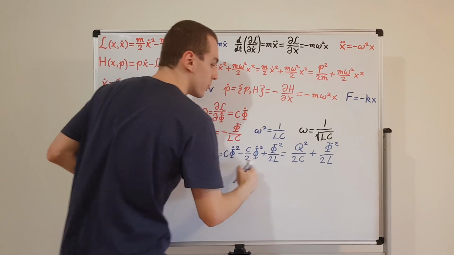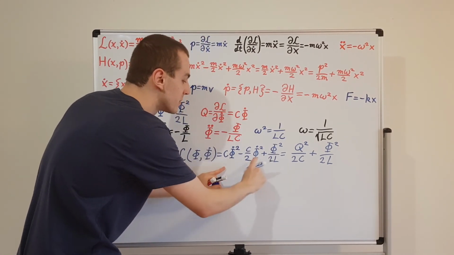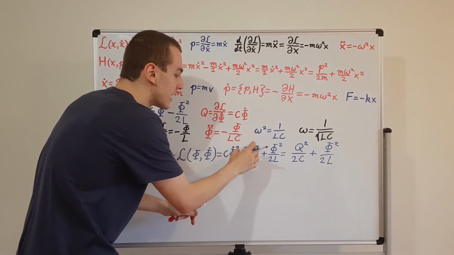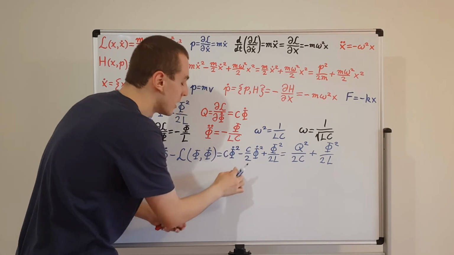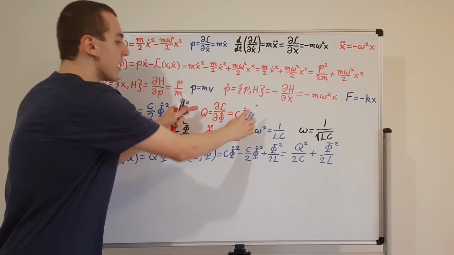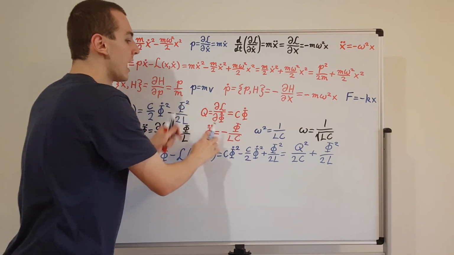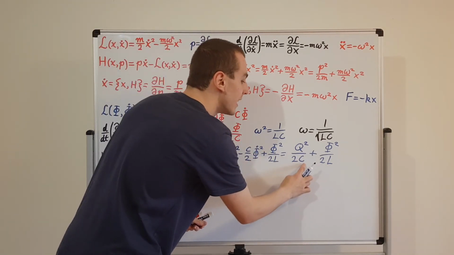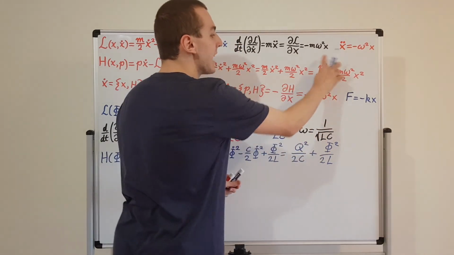So all I've done to go from here to here is I've combined these two terms together. This is a whole minus a half. That gives me C on 2 times this phi dot squared. And then I've substituted this relationship here for Q, and I've solved for Q, and all I have to do is divide by this capacitance. So that is analogous to what we have over here.